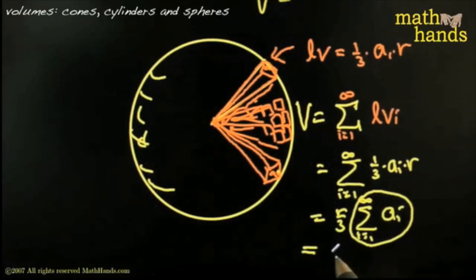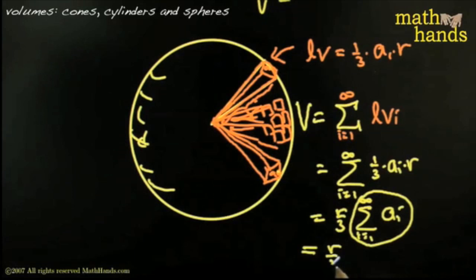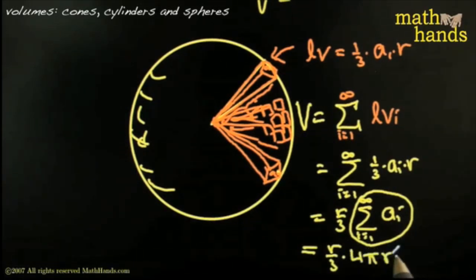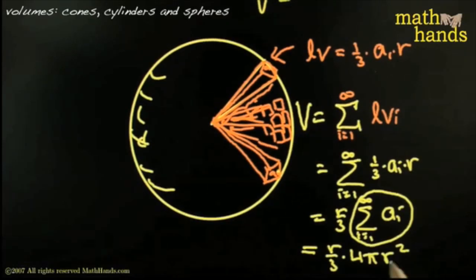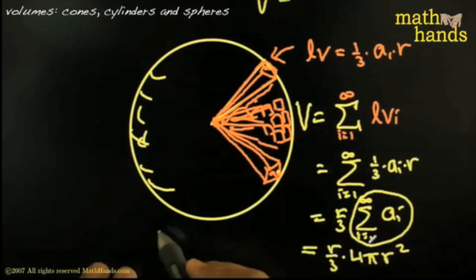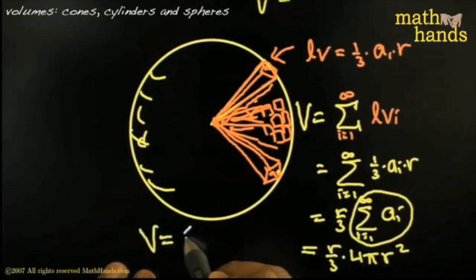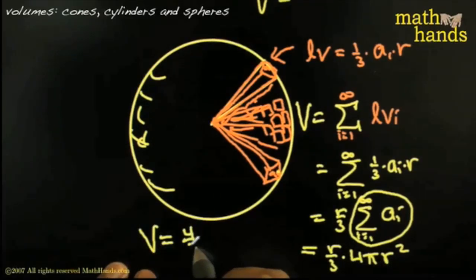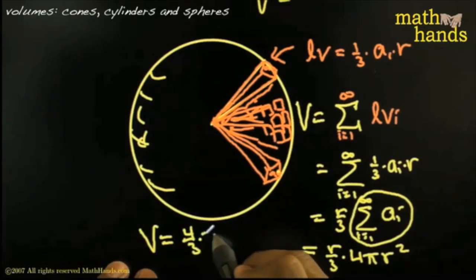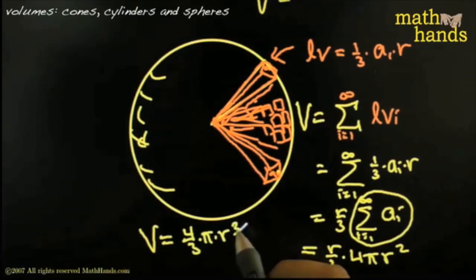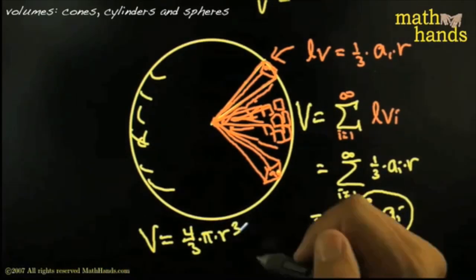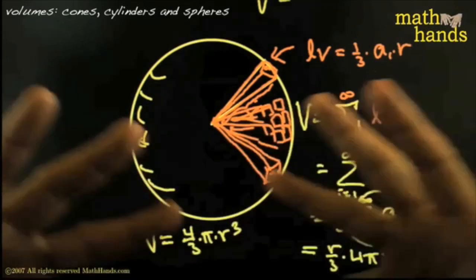I was about to make magic here. r over 3 times the entire area of the sphere, 4 pi r squared. Whoa! What is this equal to? 4 times pi over 3 times r to the third. That gives you the world famous formula. Volume is equal to 4/3 times pi times r to the third. That, my friends, that's why they pay me the big bucks.